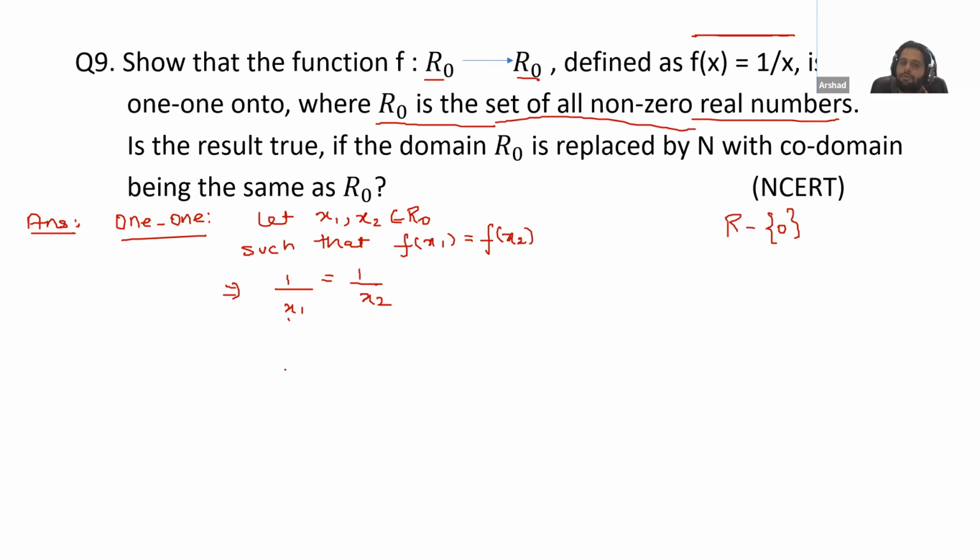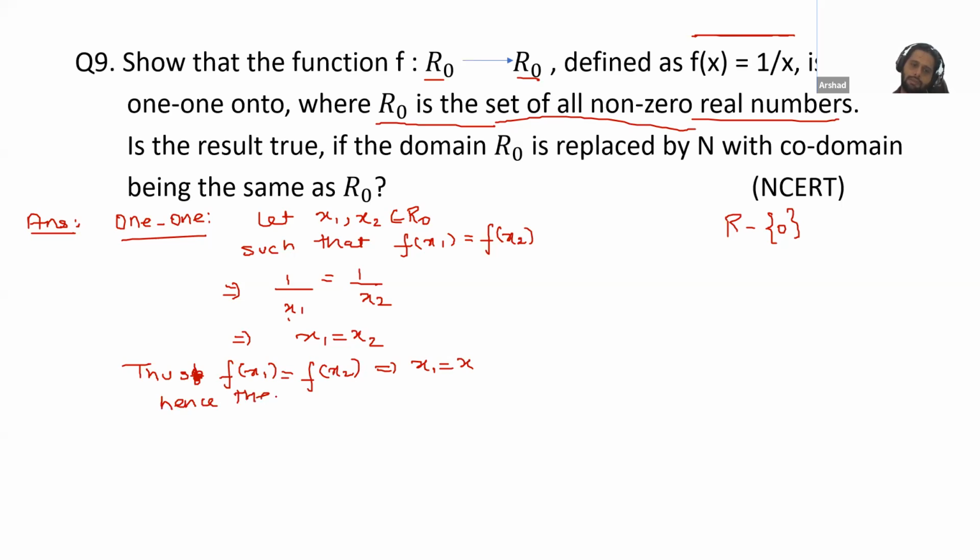Now 1 by x1 is equal to 1 by x2. This implies x1 is equal to x2. Thus f(x1) is equal to f(x2) implies x1 is equal to x2. Hence the given function is 1, 1. Okay. Now next one. Next is onto.